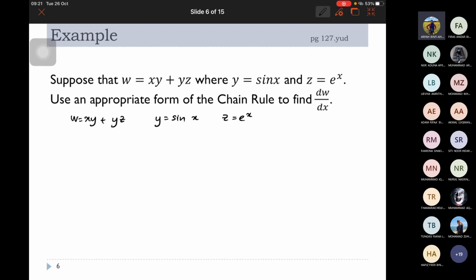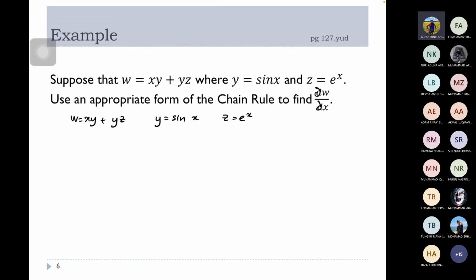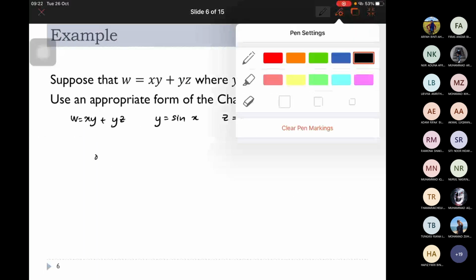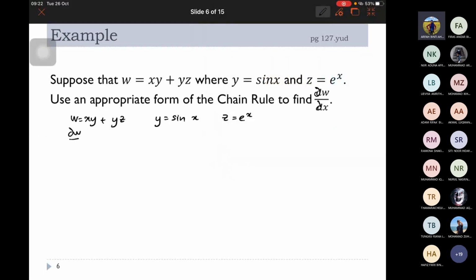Okay. So partial derivative, this is actually supposed to be delta. So in here kita bezakan satu persatu dahulu terhadap X. Okay. So delta W over delta X, you will get 1. Okay. And delta Y over delta X, you will get cos X. Okay.